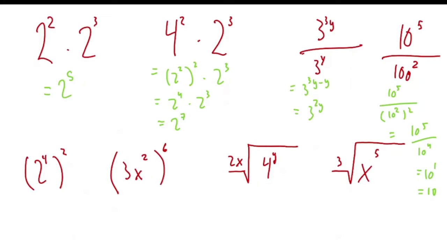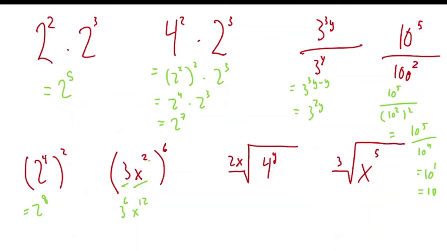Now, moving on to the next example, we have 2 to the power of 4 in brackets squared. So we can just go ahead and multiply these two together, and we'll get 2 to the 8. Now we have 3x squared to the 6th power. And here we're going to apply the 6th power to each term, so the 3 and the x squared. So for the x squared, we can multiply the two exponents, and we'll get 3 to the power of 6 and x to the power of 12.